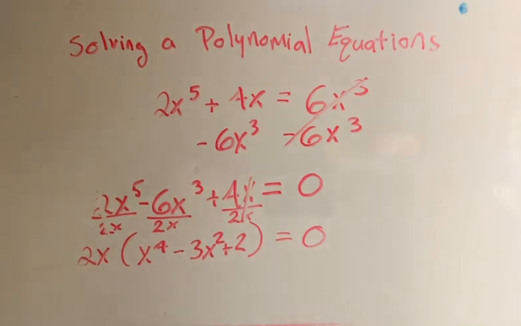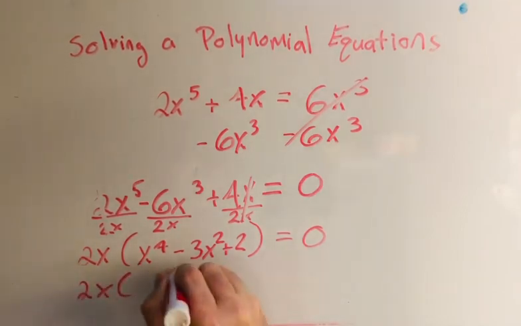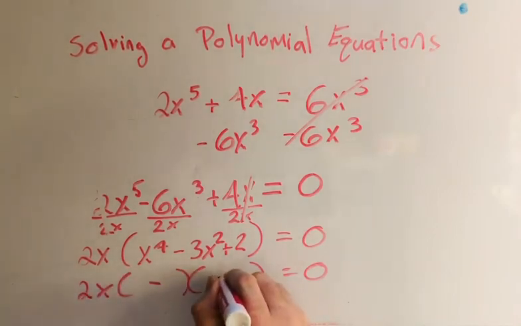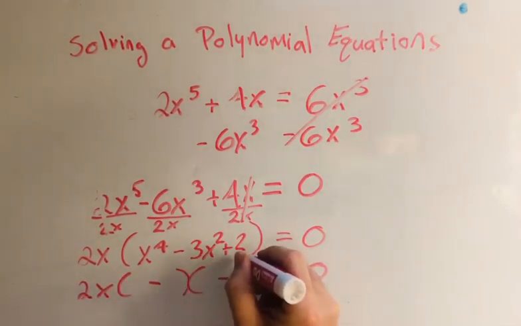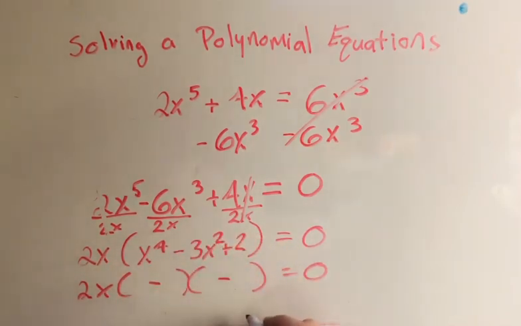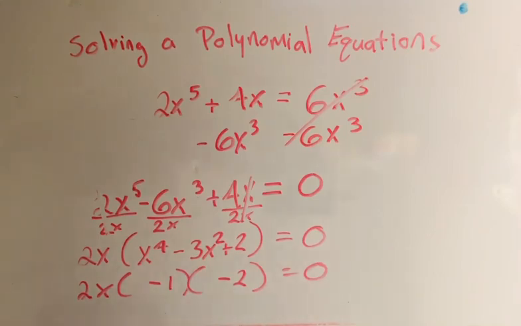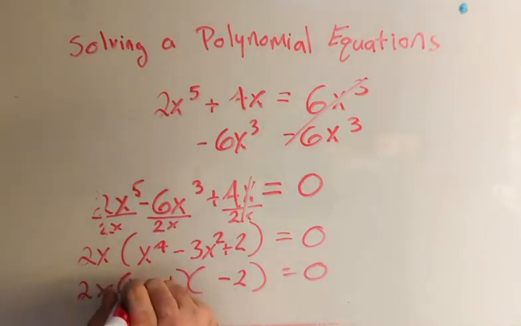Now, I need to figure out what I can factor this into. So what multiplies together to be plus 2, but adds together to be negative 3? Well, if it's going to multiply to be a positive, but add together to be a negative, they both have to be negative. And so I know that negative 1 and negative 2 multiply together to be 2, but add together to be negative 3. Now I need to know what is the square root of x to the fourth. Well, that's x squared.